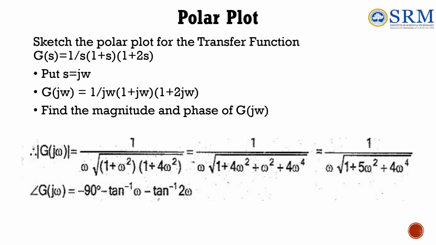Next, to plot the polar plot, we need to find out the magnitude and phases for different frequencies omega. The modulus of G(j omega) is equal to 1 by omega into root of (1 plus omega square) into (1 plus 4 omega square), which is equal to 1 by omega into root of (1 plus 5 omega square plus 4 omega to the power 4). The phase angle of G(j omega) is equal to minus 90 minus tan inverse omega minus tan inverse 2 omega.